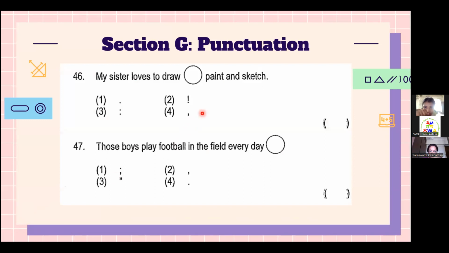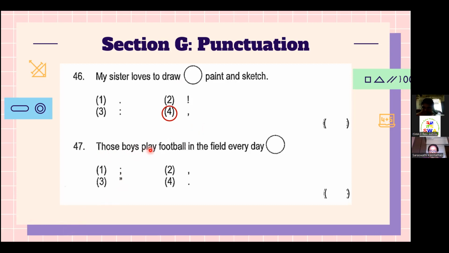All right. Okay, let's practice what we have learned. You can just give me the answer. My sister loves to draw, paint, and sketch. What would be the right punctuation here? Number 4. Very good. Yes, number 4. Well done. Good job.